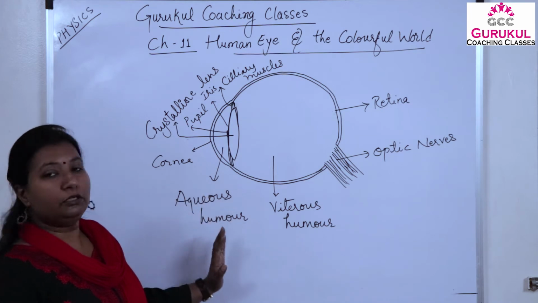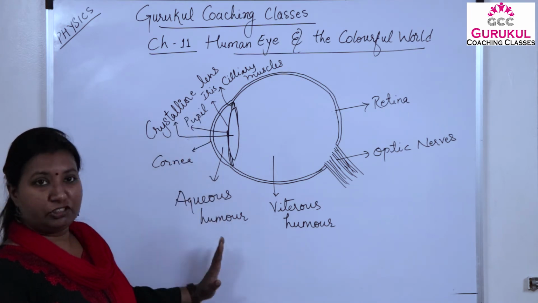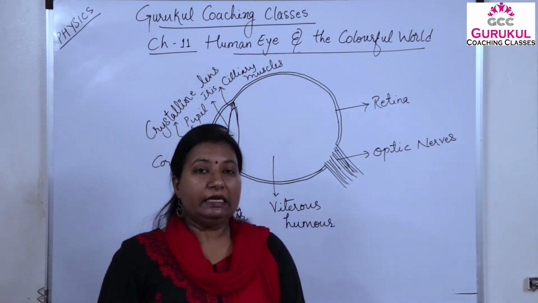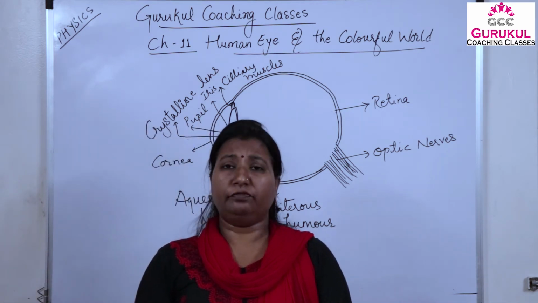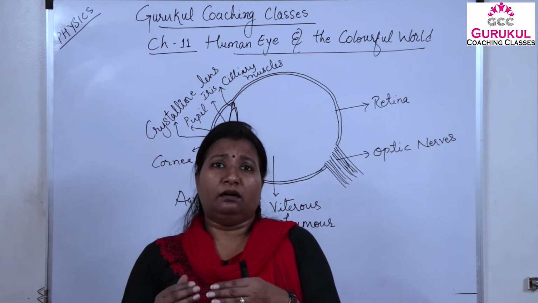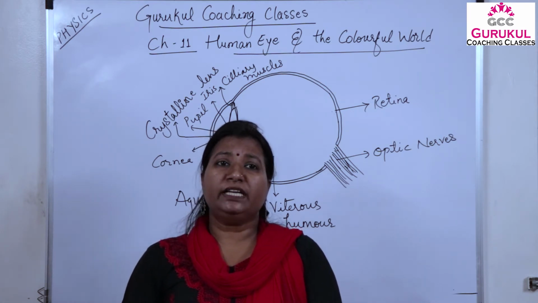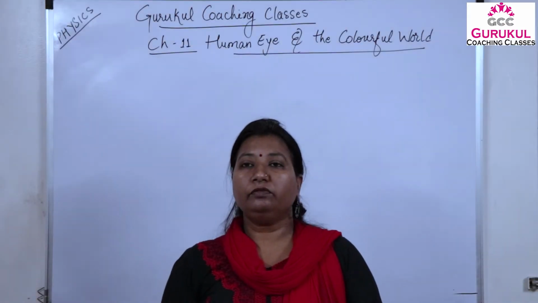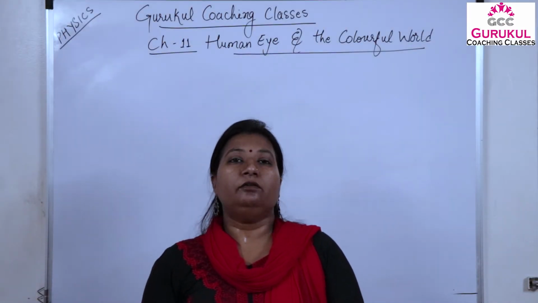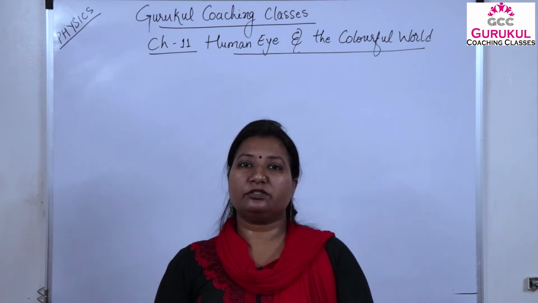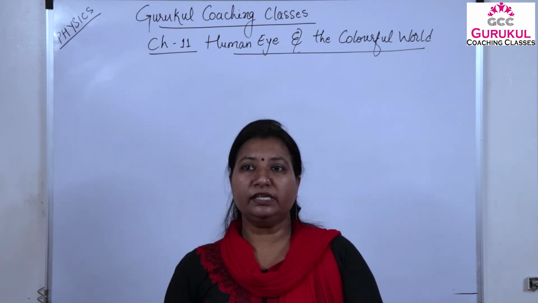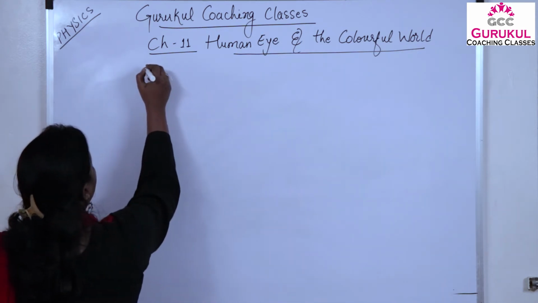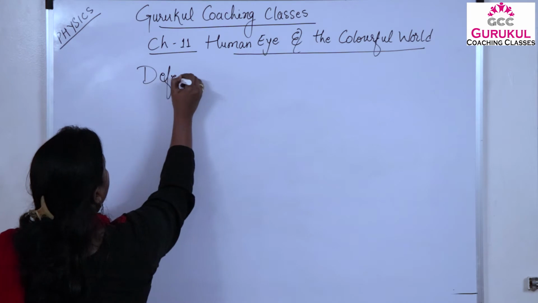So we have discussed the human eye and its different functions. Now we will discuss the various phenomena which are taking place in nature. But before we discuss the natural phenomena, we must know the different defects of the human eye. So first we will discuss the defects of the human eye. So mainly we have three defects.